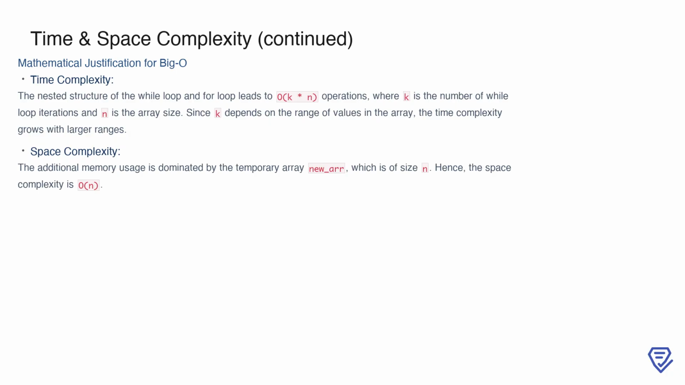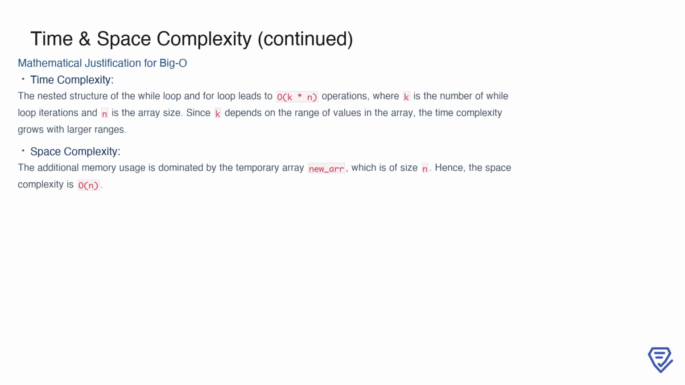The time complexity arises from the nested structure of the while loop and the for loop. For each of the k iterations of the while loop, the for loop processes two elements, which simplifies to O(n). This gives an overall time complexity of O(k*n). The value of k depends on the range of values in the array, meaning that as the range grows, so does the number of iterations and, consequently, the runtime.